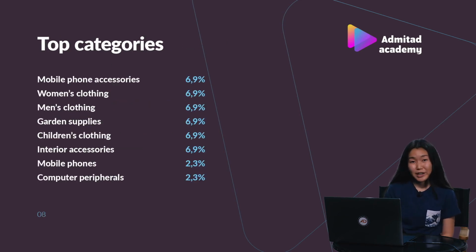But let's say you were connected to the program. What product categories should you start with to earn more? The top categories are the categories that offer the highest commission rates. Mobile phone accessories, women's, men's, children's clothing, home and garden items offer 6.9% commission rate. Mobile phones and computer peripherals also belong to the top categories, even though the commission rate is 2.3%, but because the average order value is quite high, publishers' reward can be significant.